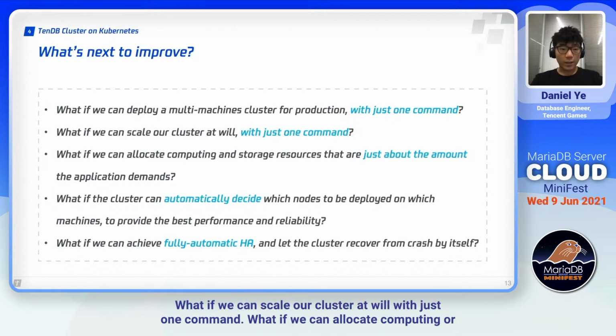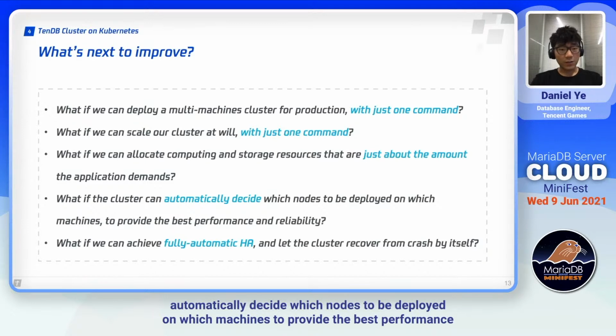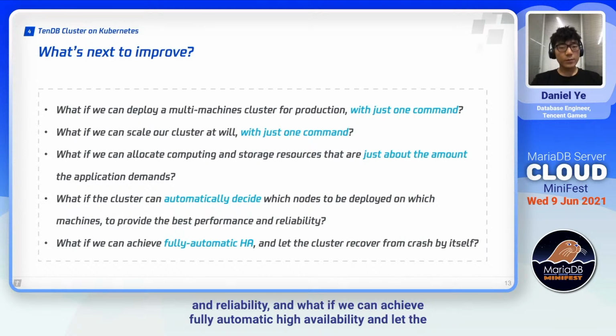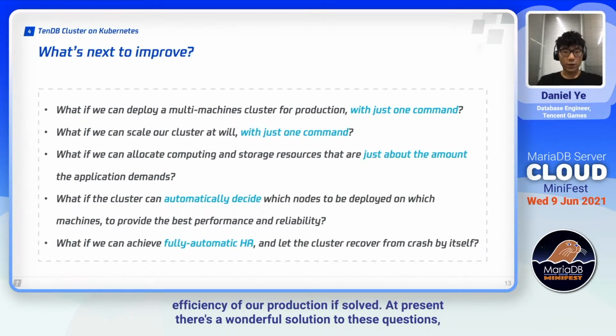What if we can allocate computing and storage resources that are just about the amount the application demands? What if the cluster can automatically decide which nodes to be deployed on which machines to provide the best performance and reliability? And what if we can achieve fully automatic high availability and let the cluster recover from a crash by itself? These are very practical questions and can really boost the efficiency of our production if solved.